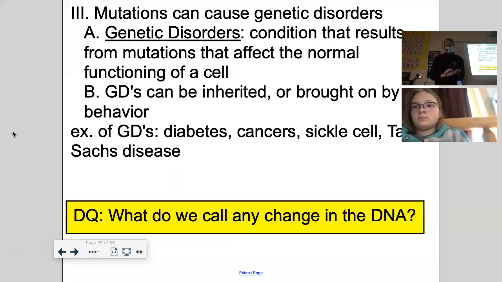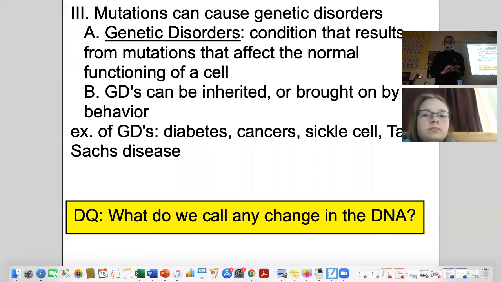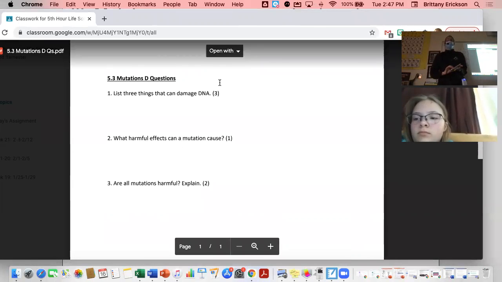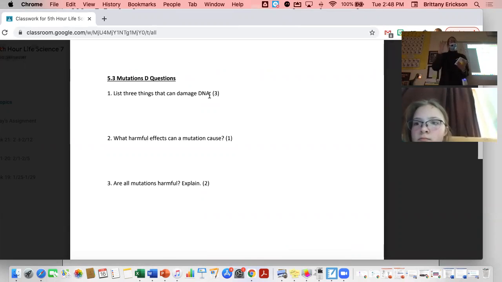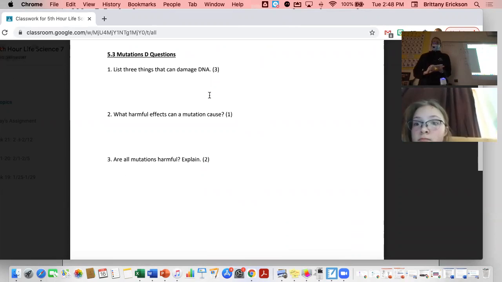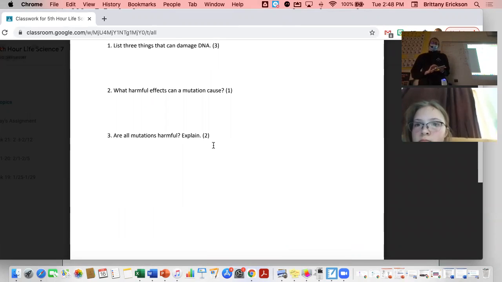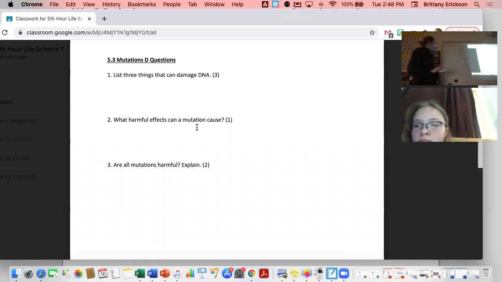Now, your assignment is really, really short, okay? I'm gonna pull it up here. It's only 3 questions. I'll slide it over so Julia can see. It says list 3 things that can damage DNA. I'm not looking for the 3 types of mutations. I'm looking for 3 things that can damage. And I think your book lists 4. What harmful effects can a mutation cause? I'm just looking for 1. Your book has listed many. And then are all mutations harmful? Why or why not? So make sure you explain that. You will find all the answers in your book on pages 175 or 176, okay?